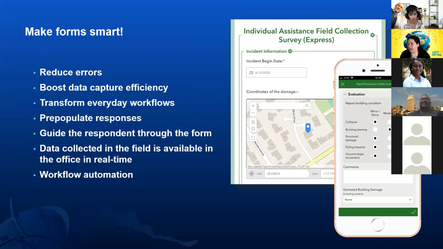You're reducing the errors of having someone download a piece of paper, handwrite into it, pass it to someone else who's going to type it into the database. Things like that. With Survey123, they answer their survey online, and that data is immediately real-time available in your ArcGIS, either on ArcGIS Online or ArcGIS Enterprise.